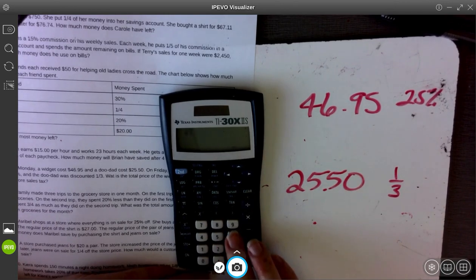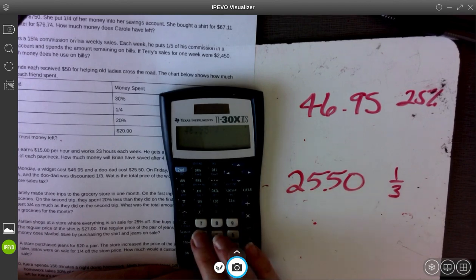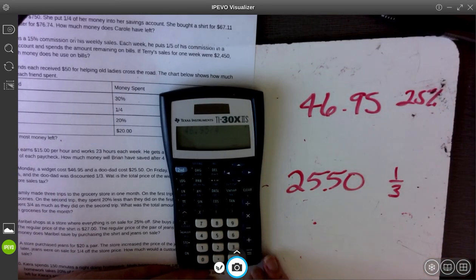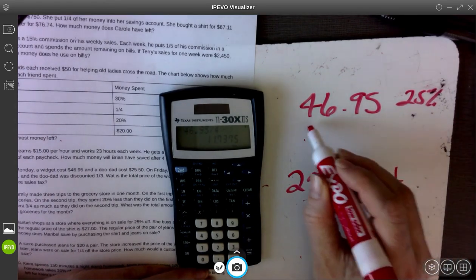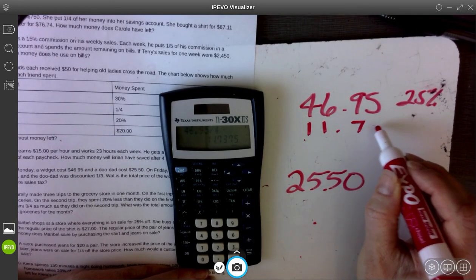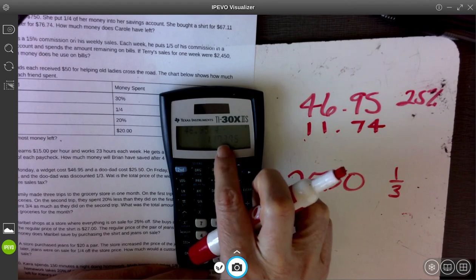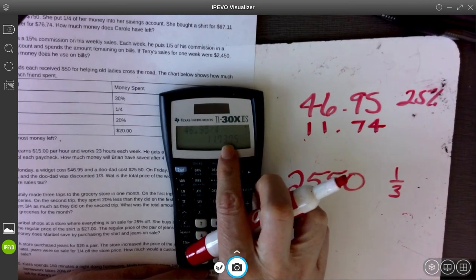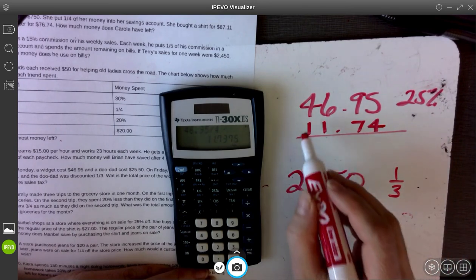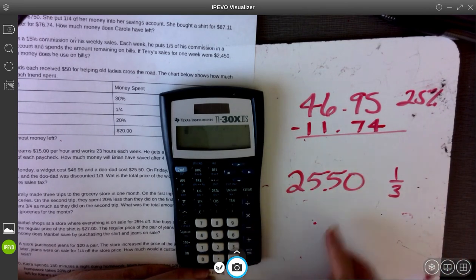I'm going to go with the calculator method, 46.95. And then I'm just going to divide by 4 because I know 25% is 1/4, so I can just divide by 4. I could also multiply by 0.25, up to you. And so the discount is $11.70, and then I'm going to round that because these are dollars and cents, right? We have to round that up to $11.74. I don't know if you can see that very well. And I subtract that from the original price, and then I'm going to do the same with $25.50.